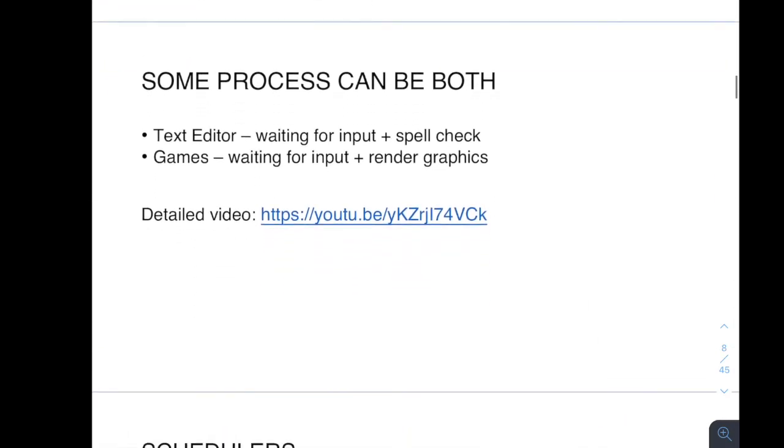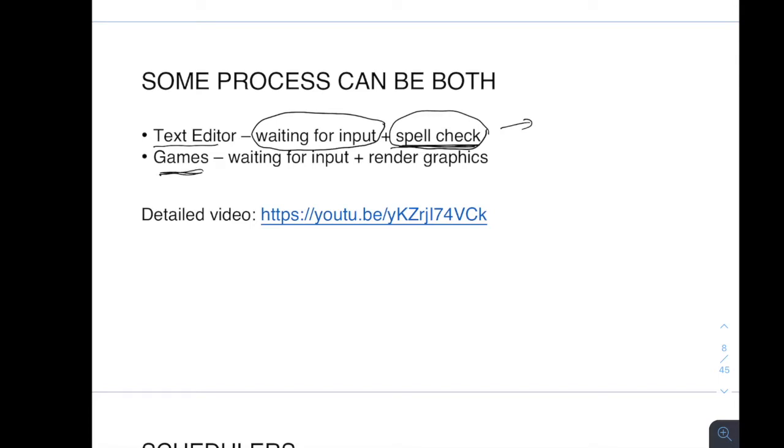Now, some processes can be both. They can be both CPU bound as well as IO bound. Take the example of a text editor. It is mostly waiting for input from the user, but once it gets the input, it starts doing spell checking. Spell checking is CPU bound, because it is done by some code. But its waiting for input is a kind of IO. So it's a combination of both.